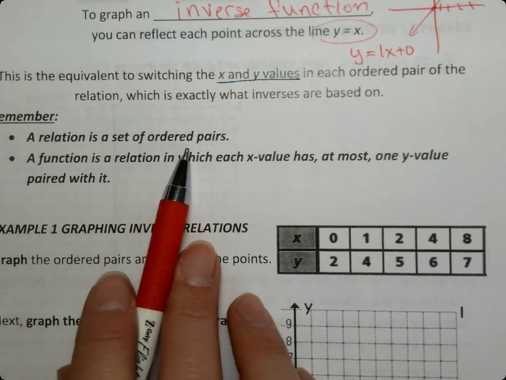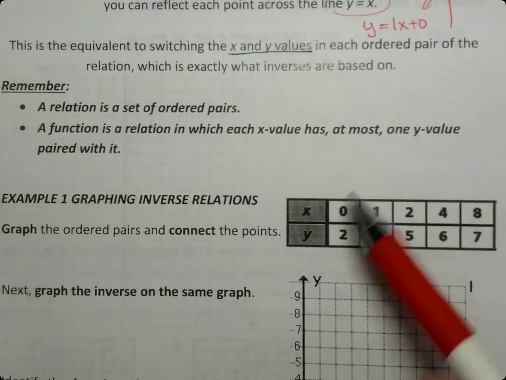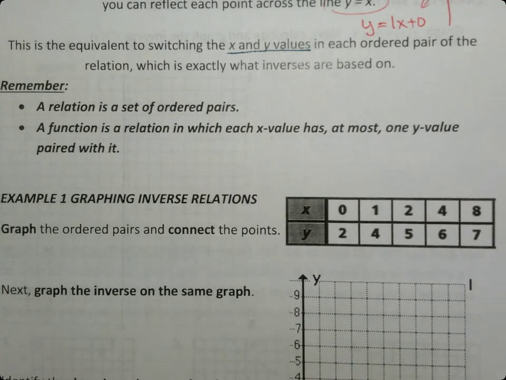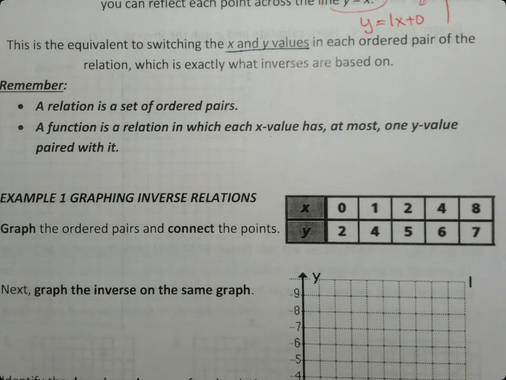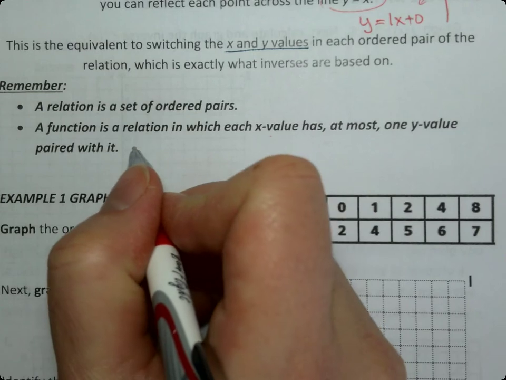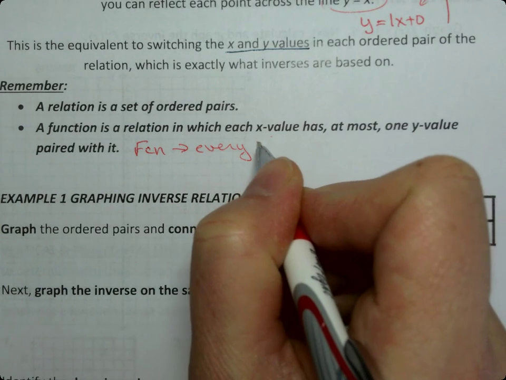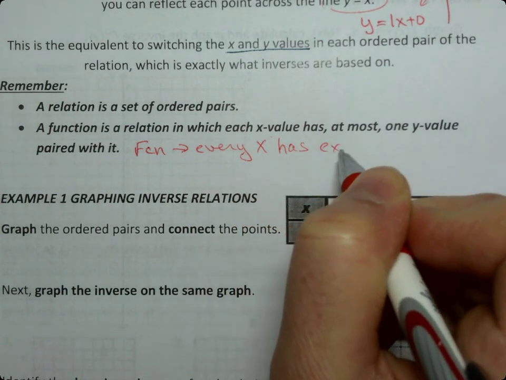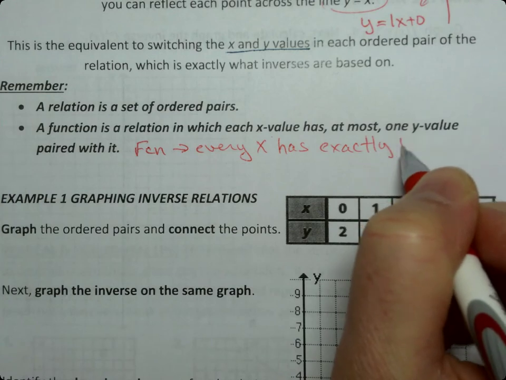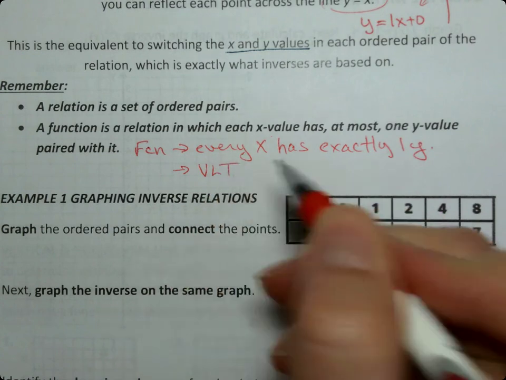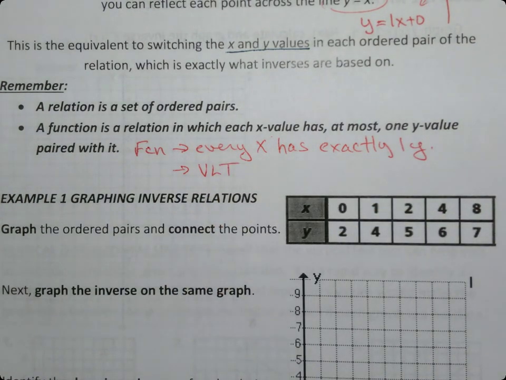Okay, a relation is a set of ordered pairs. So everything that I give you is a relation. But if it's a function, every x value has exactly one y value. Remember the definition of a function. Then we're going to start talking about inverse functions. So remember, if it's a function, that quick definition is every x has exactly one y. The other way to test if something is a function, remember the vertical line test? If a vertical line goes through and it hits no more than 1 point, then it is a function.